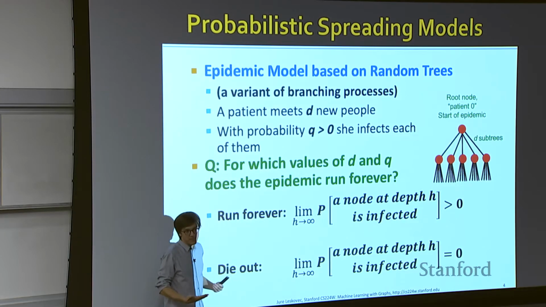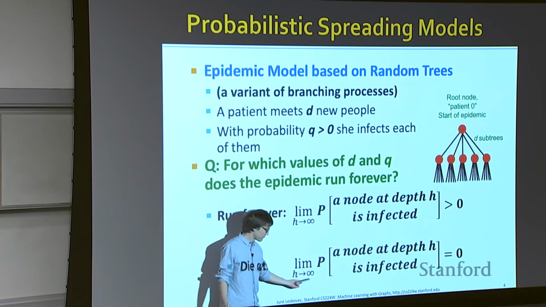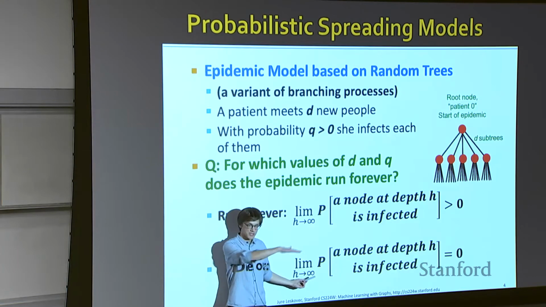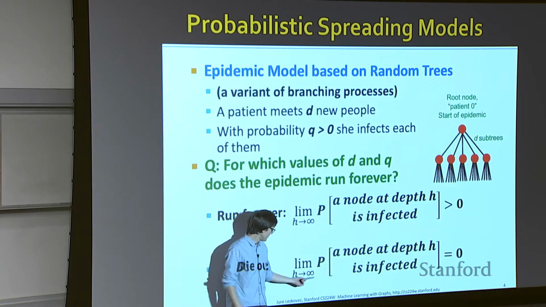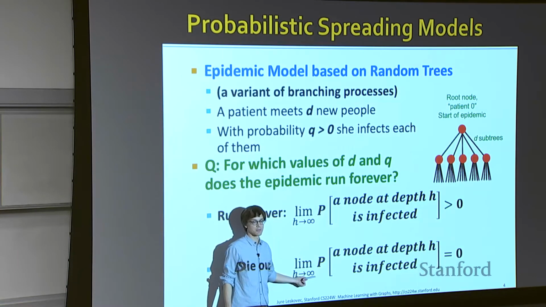And if the epidemic dies out, this means that from some point on, the probability of seeing an infected node will basically be 0. Okay?